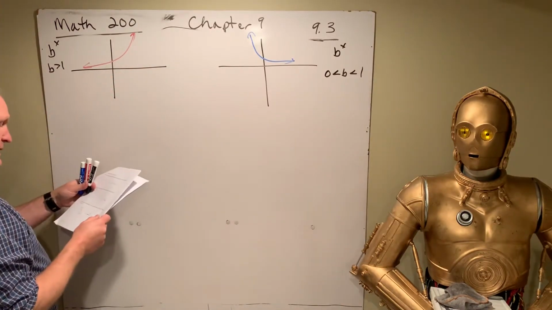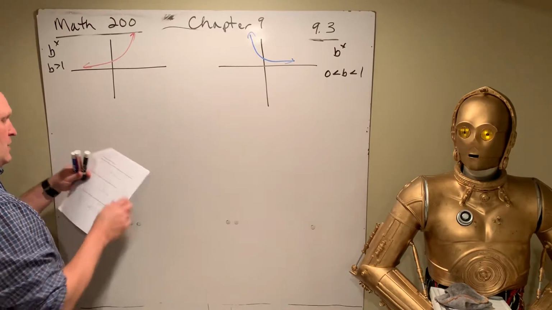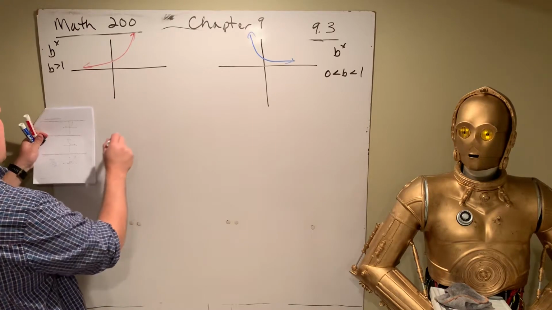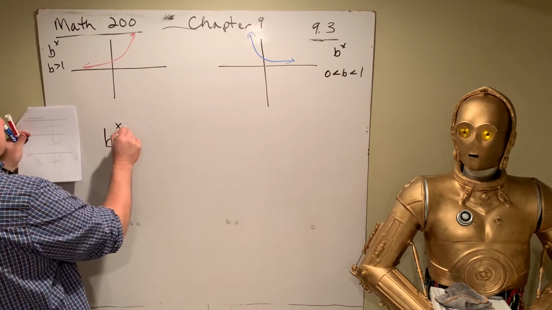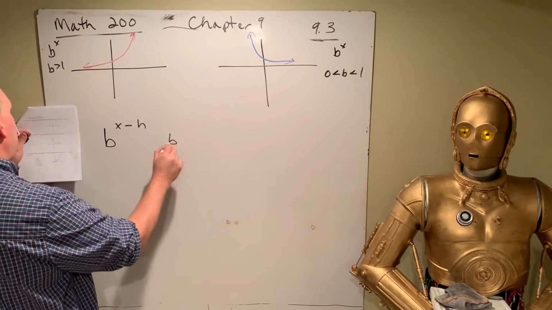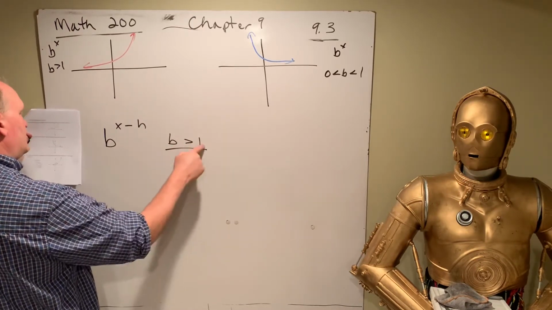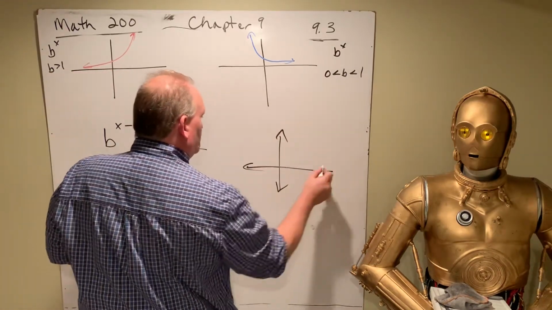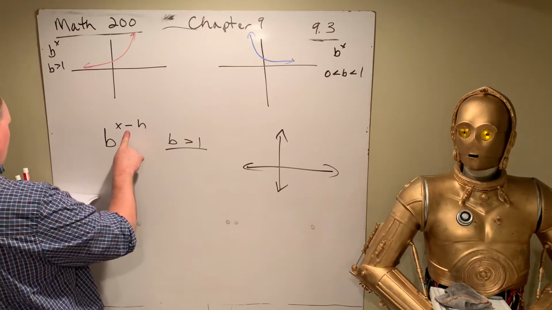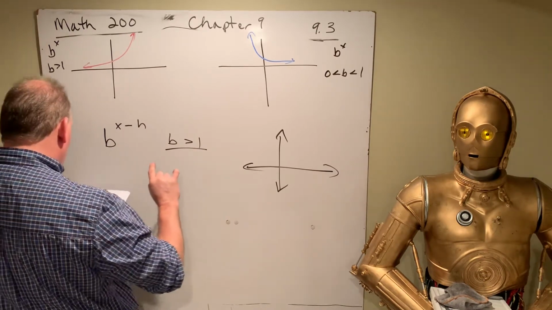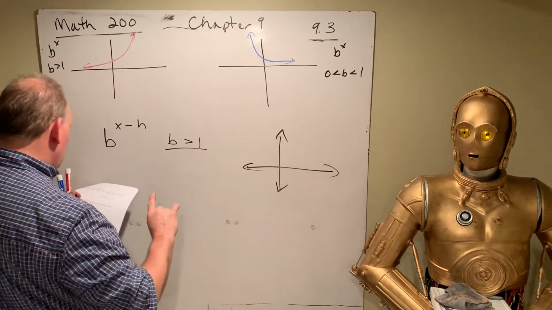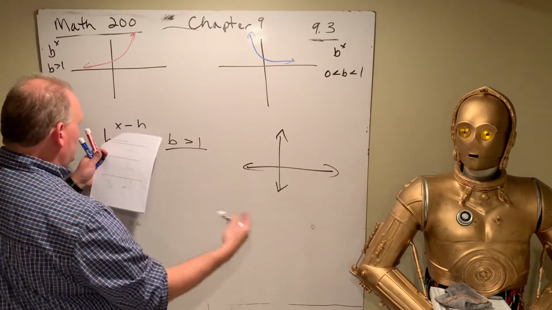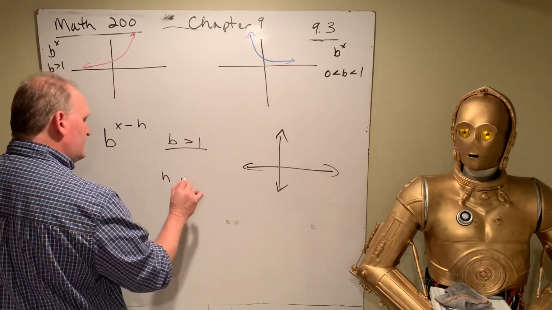And then it said, what happens if I monkey around with the power? What if I take b to the x minus h when b is greater than 1? That didn't copy off. It should say greater than 1. All right. So if I play around with the exponent on this, what it actually does is it moves the curve to the right. The curve moves to the right 1 unit, or 2 units. It's going to move h units to the right.